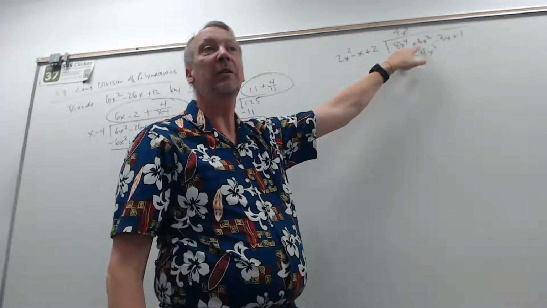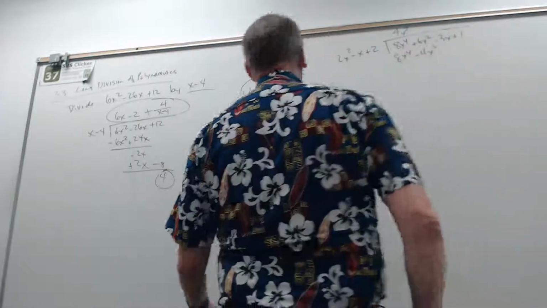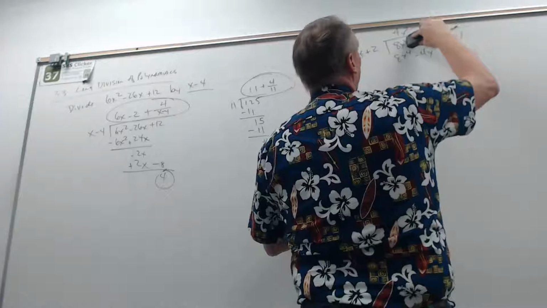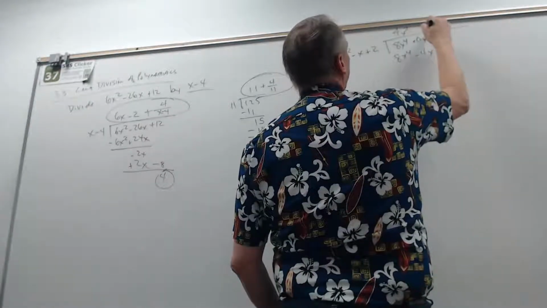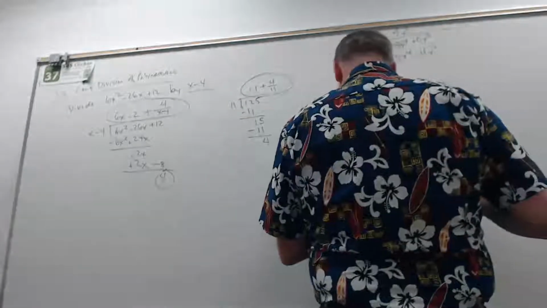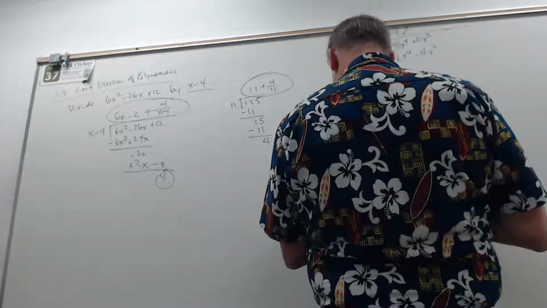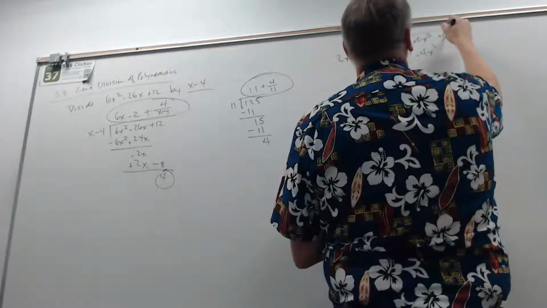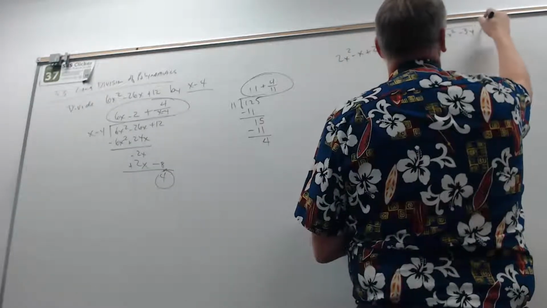Do you want me to redo that? Can you read that? Yeah. Okay, so this is the problem they gave you, but I'm going to put plus 0x cubed, and now I've got to find the rest of the problem. It wasn't 6x cubed, it was 6x squared minus 3x plus 1.